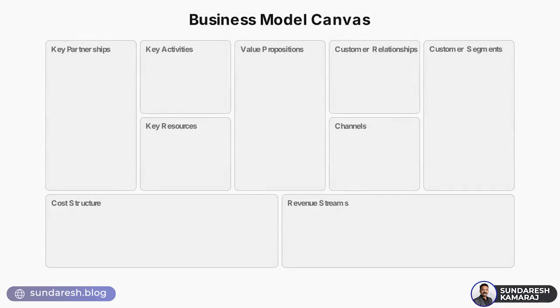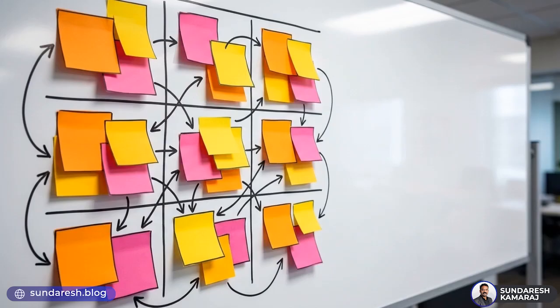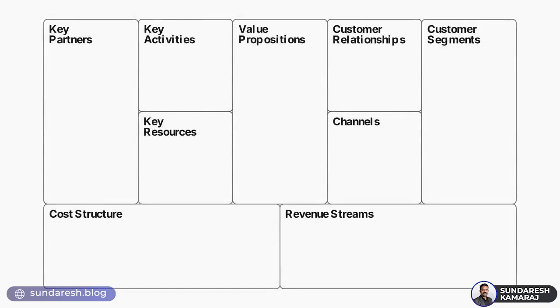Step 9 is mapping your key partnerships. List the external suppliers and allies essential to your operations and document the specific value you exchange with each. This left side of the canvas reveals the operational machinery required to transform your strategy into a functional reality for the customer. Step 6 focuses on revenue streams.